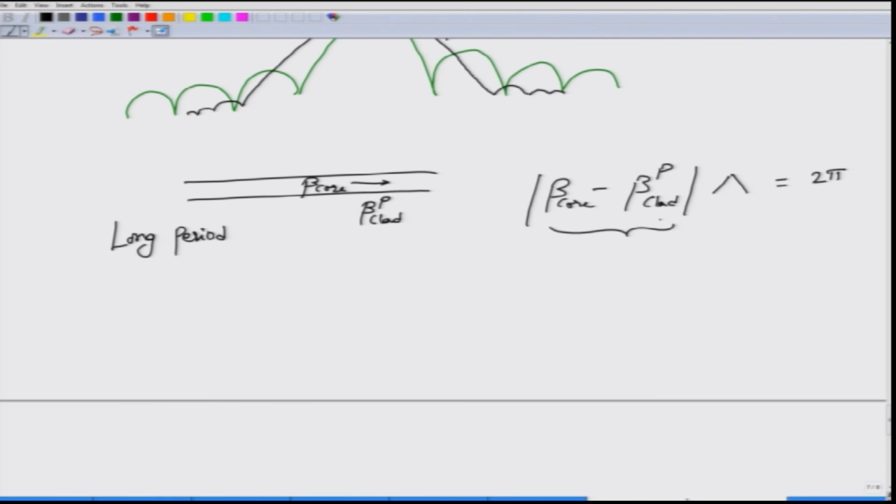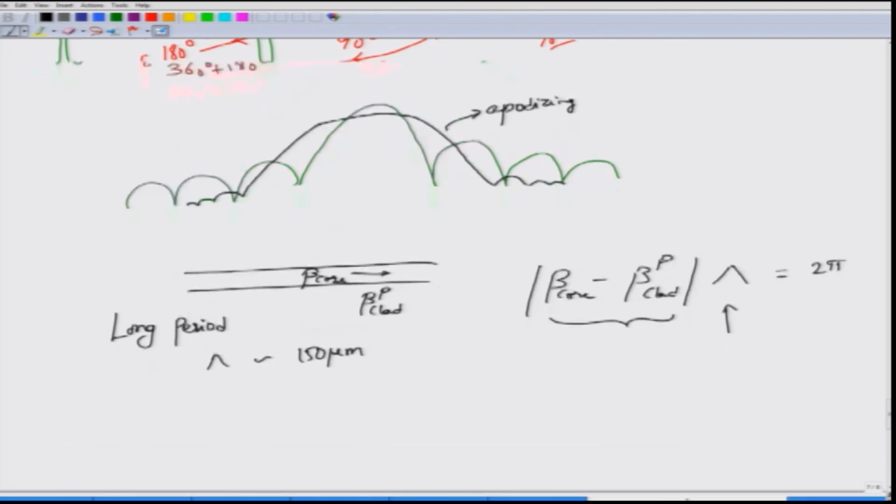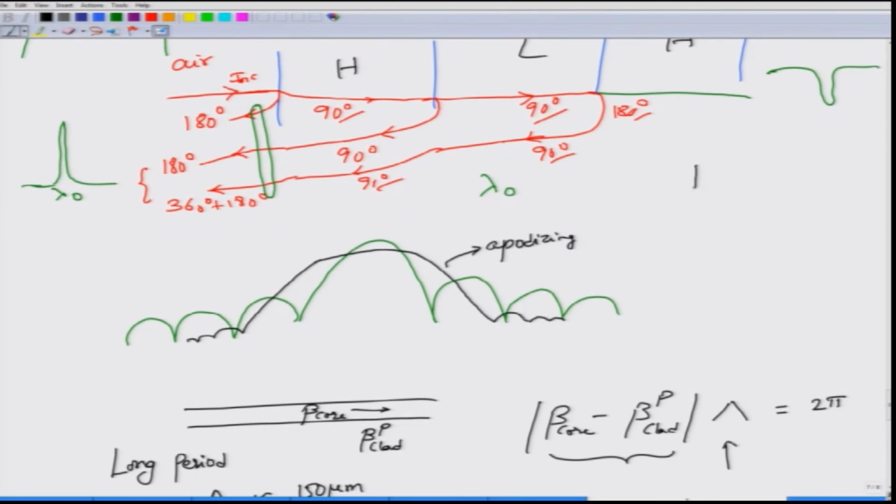In order to create a 2 pi phase shift, you have to make lambda very large. So, this long period grating has lambda on the order of about 150 to 200 micron. Remember, this is the period; the length of the grating is different. Whereas for the short fiber Bragg grating, which is implemented entirely in the core by changing the core refractive index, this lambda is about 0.5 micron.